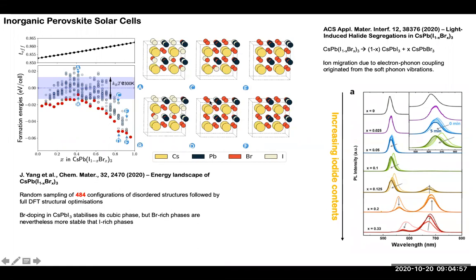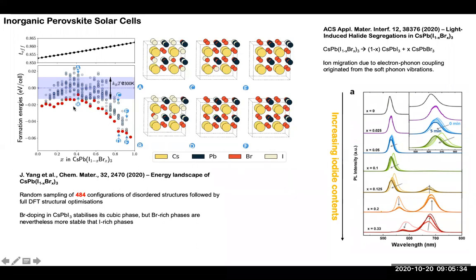So we'll be able to, with the use of high performance computing, thoroughly sample nearly 500 different configurations of these disordered alloys of iodide and bromides at about 24 different compositions. And you can see this is the overall formation energy landscape, where towards the right-hand side, you have a bromide-rich composition, whereas in the left-hand side, you have iodide-rich composition.